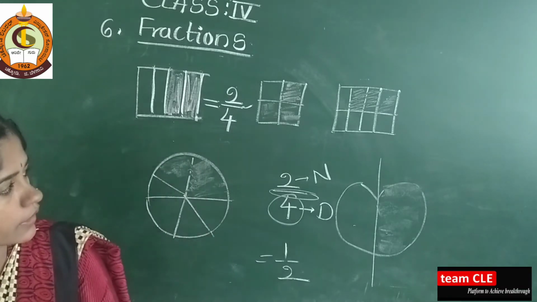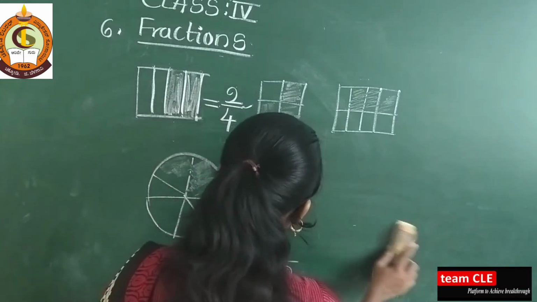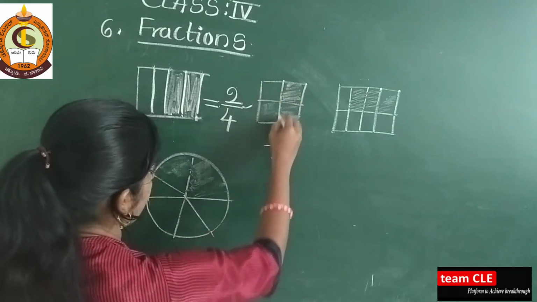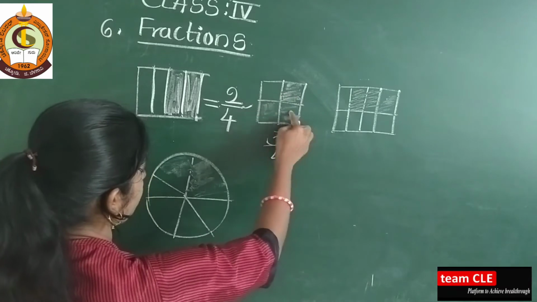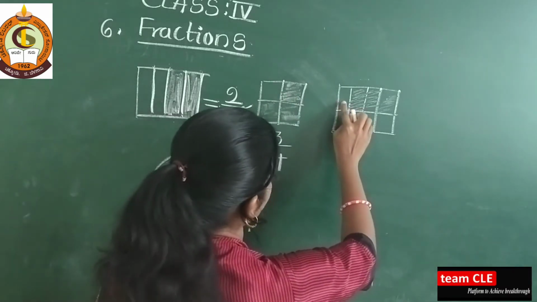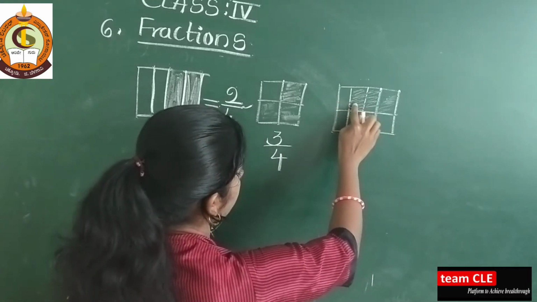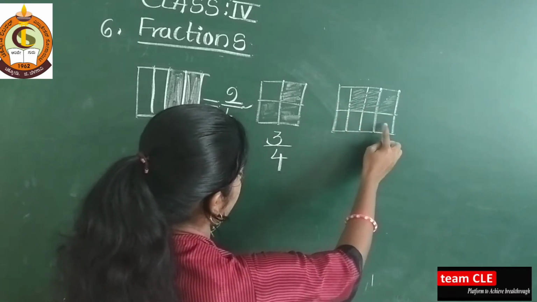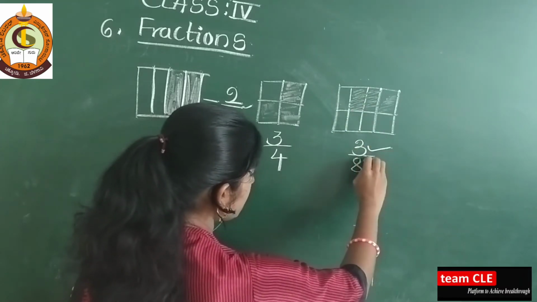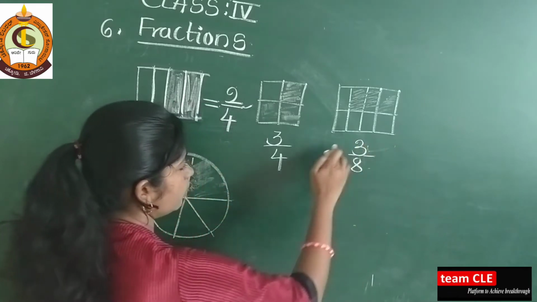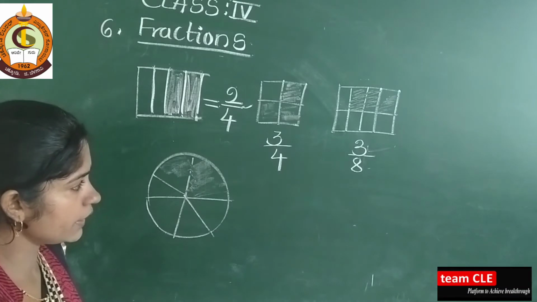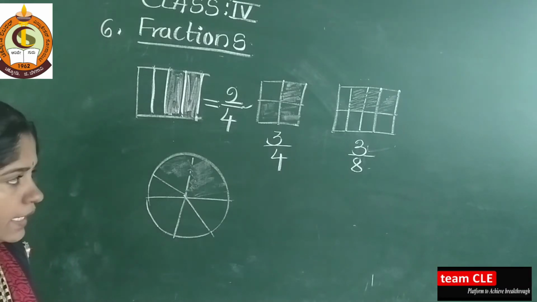Okay, next I will move to one more example. See here how many parts are there? Total parts are 4 and shaded parts are 3. Next, count the total parts here: 1, 2, 3, 4, 5, 6, 7, 8. Here 8 are there and shaded parts are 3. So 3 by 8. We read it as 3 by 8 or 3 out of 8.